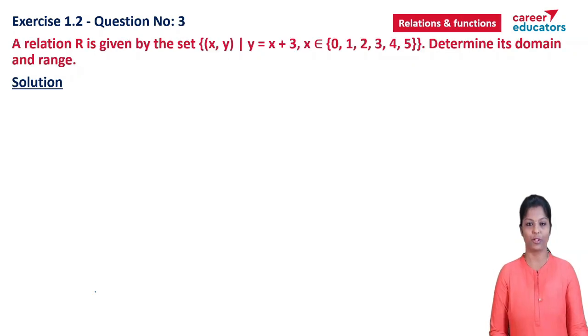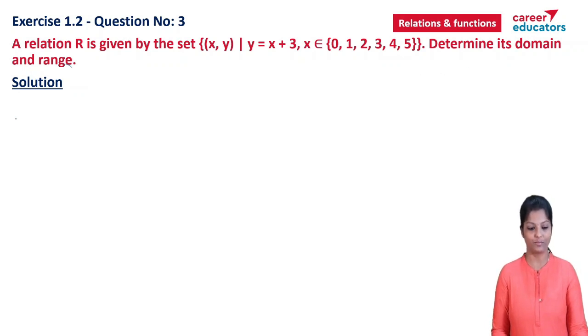Next, we are going to solve question number 3. In question number 3, a relation R is given by the set {(x, y) : y = x + 3}, x belongs to {0, 1, 2, 3, 4, 5}. We have to find domain and range.